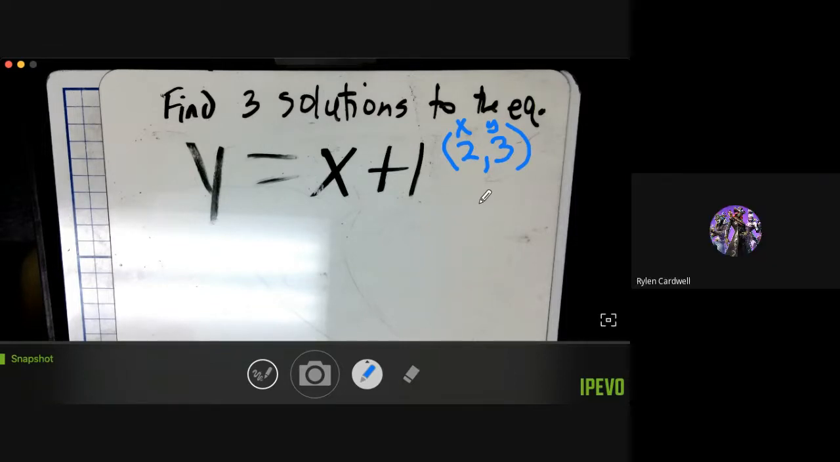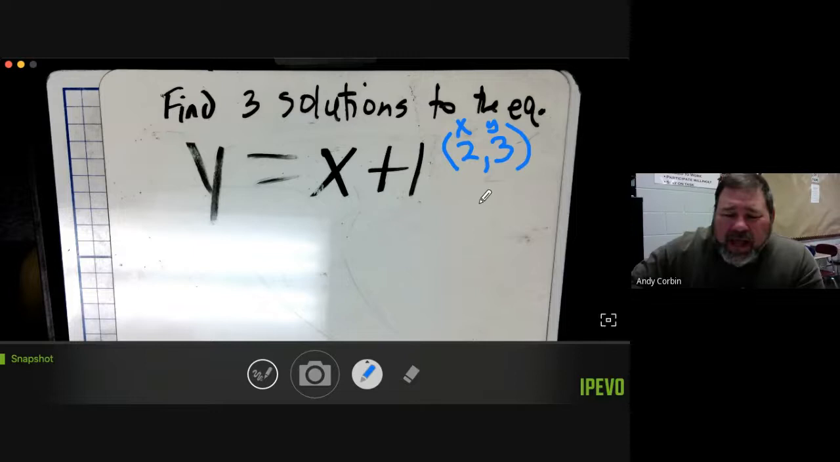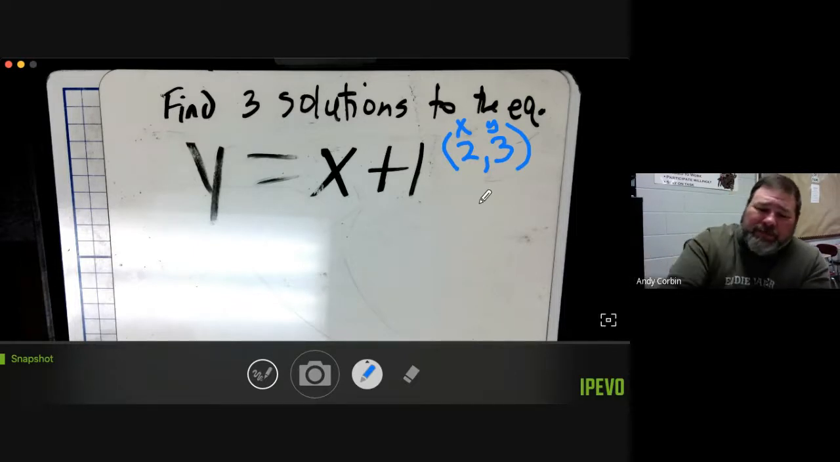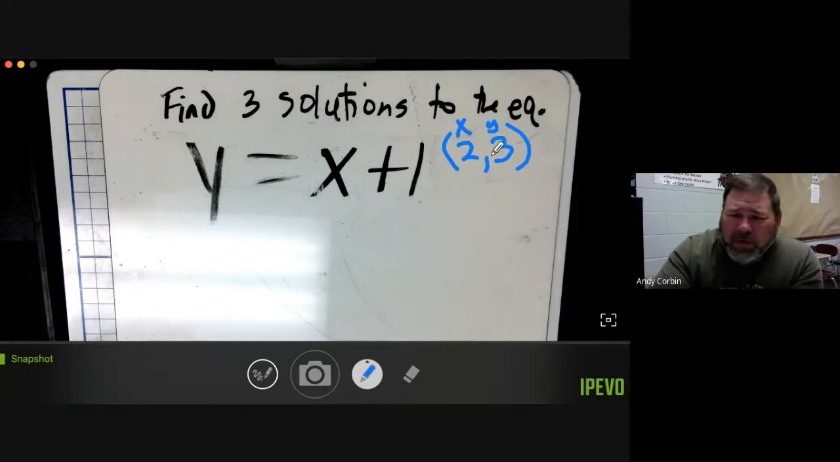You have to plug in 3 with the y and then 2 with the x. Hey, Riley, good to see you. You're exactly right. So you were just supposed to come up with your own ordered pairs and plug these in. This is just the first one I came up with. Like Rylan said, I'm going to plug in 3 here for y, and then the 2 in for the x, and I'm going to see if this satisfies the equation.